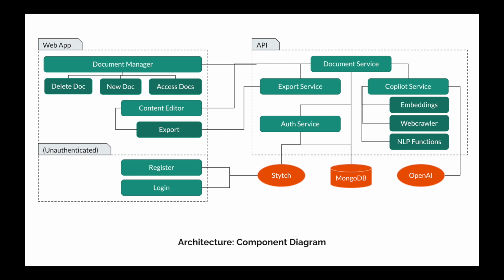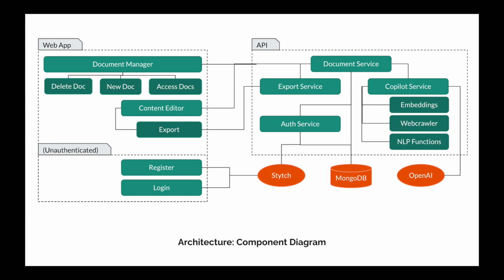The web app and the API are connected through the content editor on the web app side and the document service on the API side. They are also connected through the export function on the web app side and the export service on the API side. The auth service and the unauthenticated user are linked to Stitch for all authentication and verification operations. Basically, an unauthenticated user is someone who does not yet have an account or is not yet logged in.